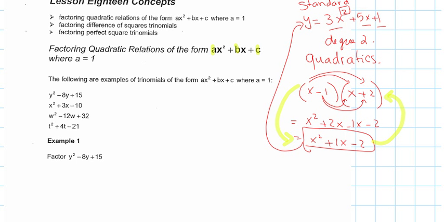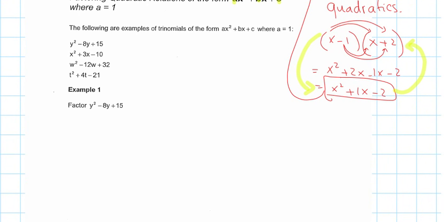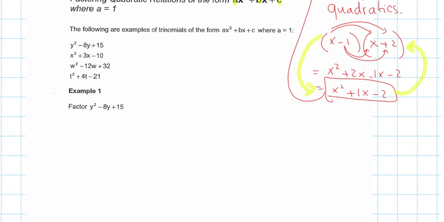So here's some examples. The first example is asking you to factor. The question will ask you to factor, and then they give you the quadratic function. Okay? It's y squared minus 8y plus 15. Can you tell me what the value of A is? A is 1. You see, there's no number there, that means it's 1. What's the value of B? Negative 8. So B is negative 8. What's the value of C? C is positive 15. That's right.